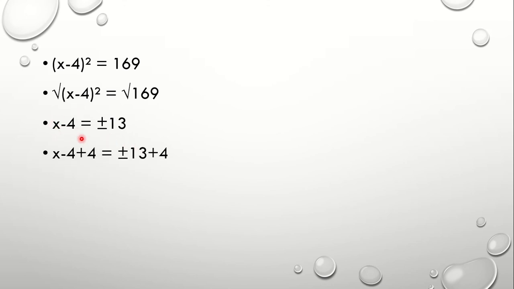Then, to cancel negative 4 here, since we are looking for the value of x, we have to add the additive inverse of negative 4 to both sides, so that is positive 4. So negative 4 plus 4 here is already done, that is 0. Now we have here two roots. One is 13 plus 4, the other one is negative 13 plus 4. So the first root, or the first solution, is 13 plus 4, that is equal to 17. Negative 13 plus 4 is negative 9.